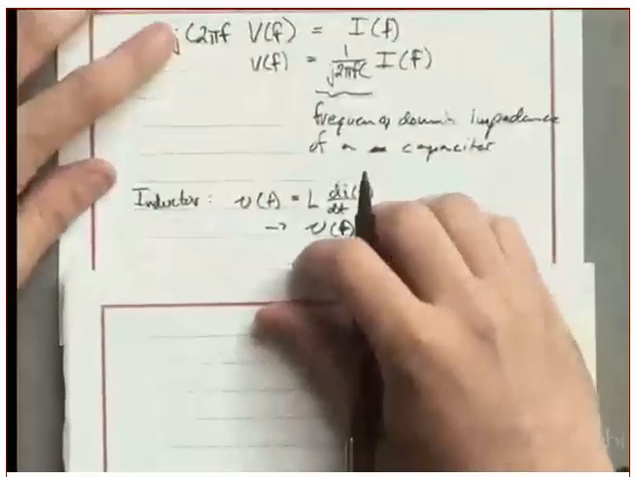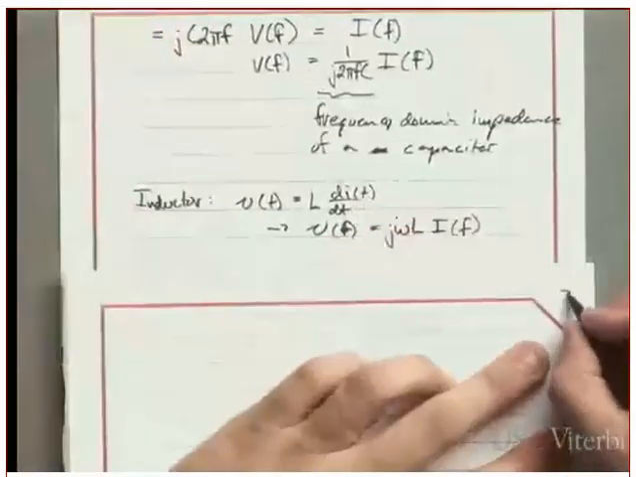So now let's go ahead and do an example of a circuit with a capacitor and inductor.